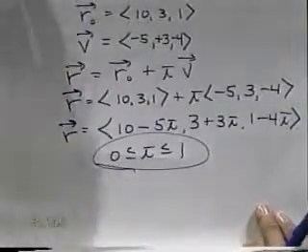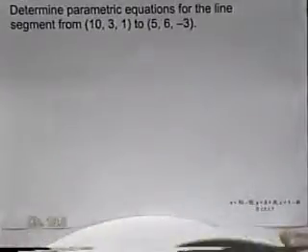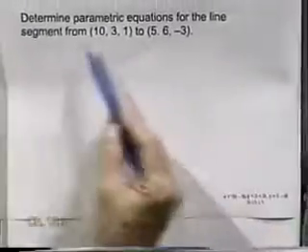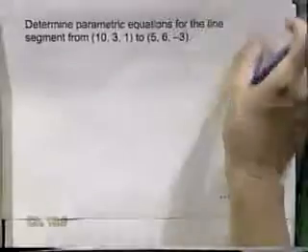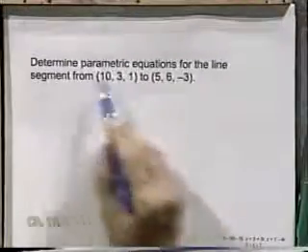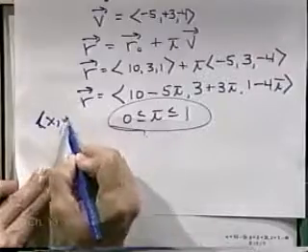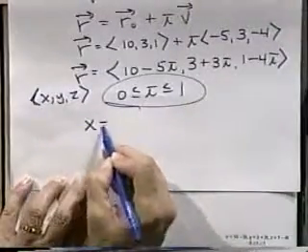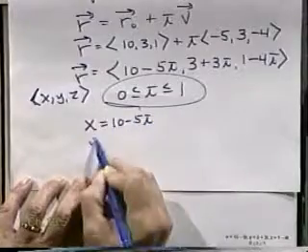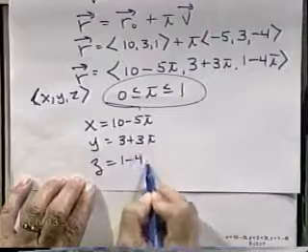Okay? All right, now we've done a whole bunch of lines. The only difference with this one, we already, in fact, notice this is the same problem. It says determine the parametric equations for the line. I already got it right here for my vector equation. Remember, this is x, y, z, r equals this. So I could say x equals 10 minus 5t, y equals 3 plus 3t, z equals 1 minus 4t.